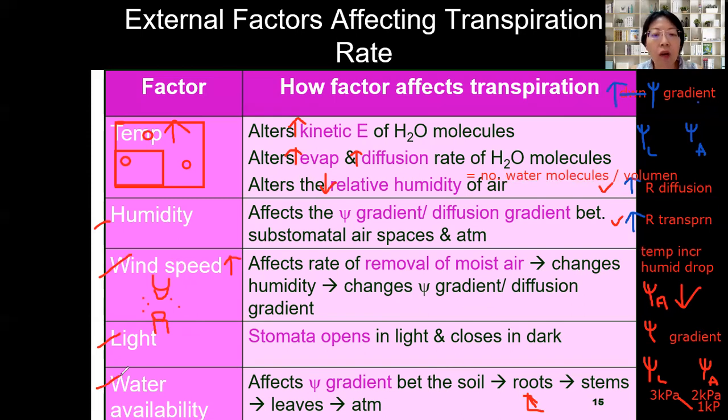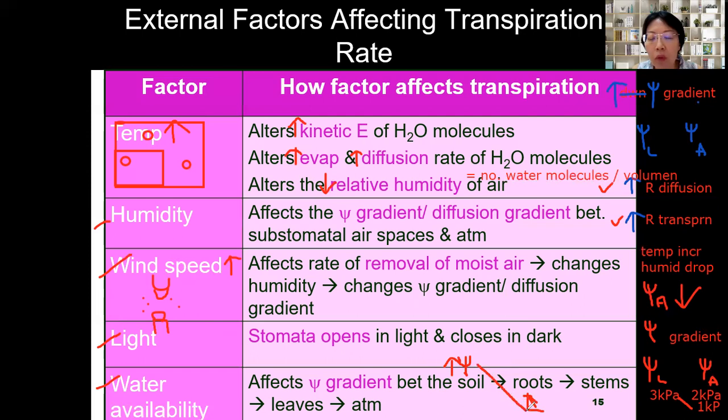Water availability will affect the water potential gradient. Now, the water in the plant is obtained from the soil water. So the more water you have in the soil, that means the more water is available. So your soil will have more water, right? More water means higher water potential.